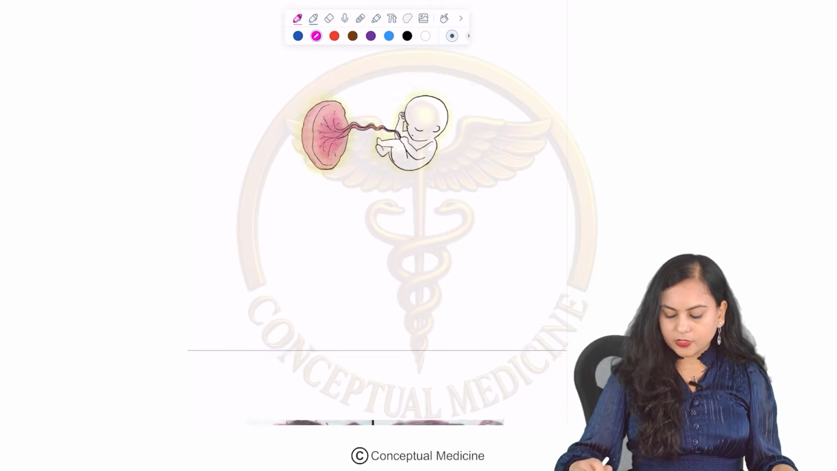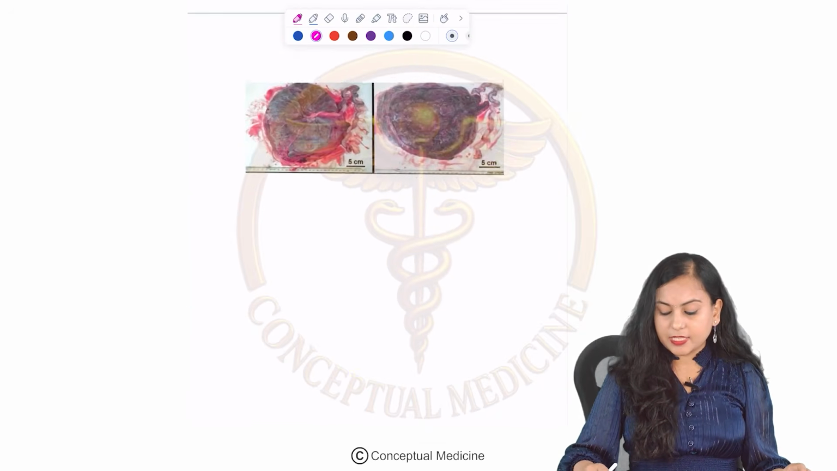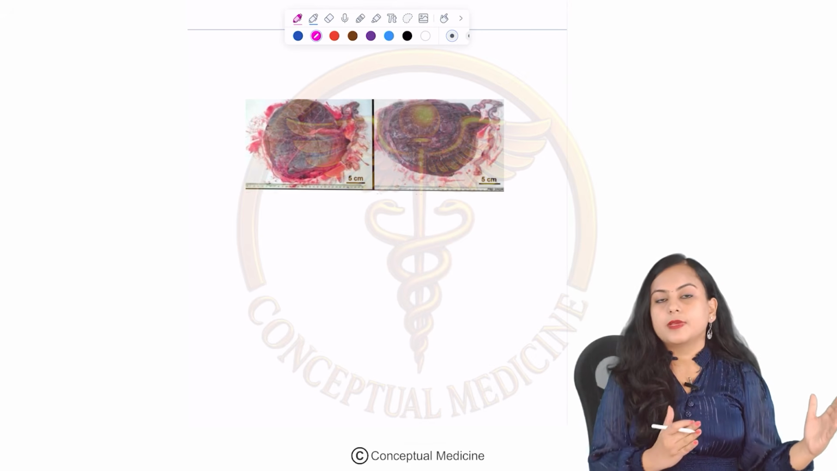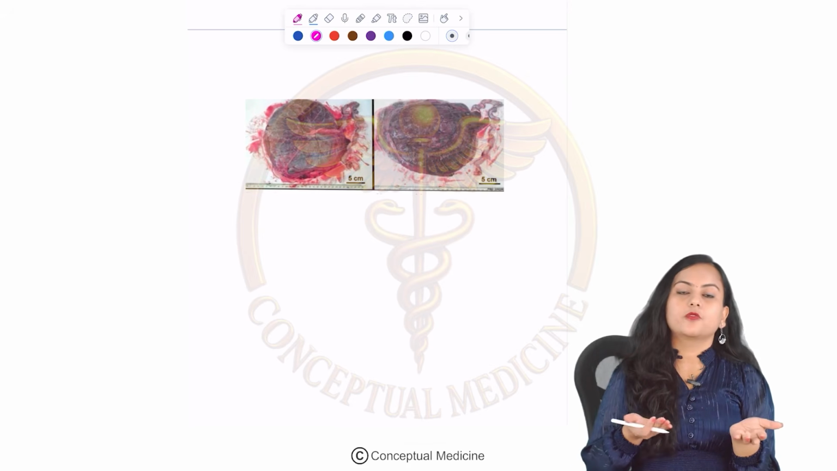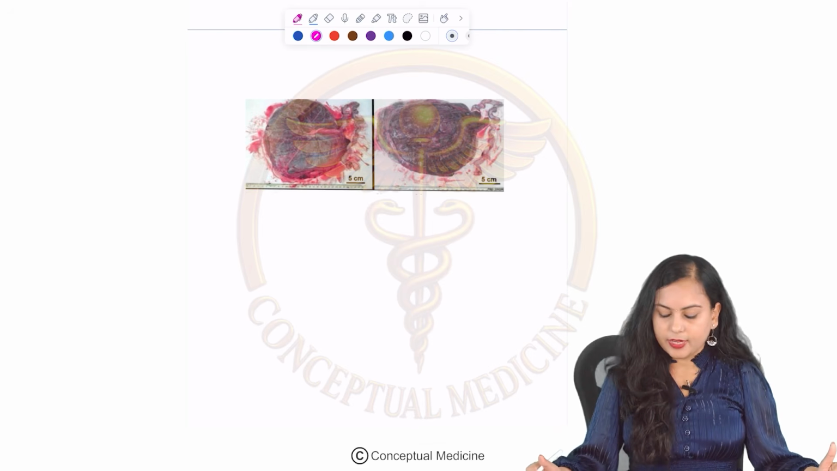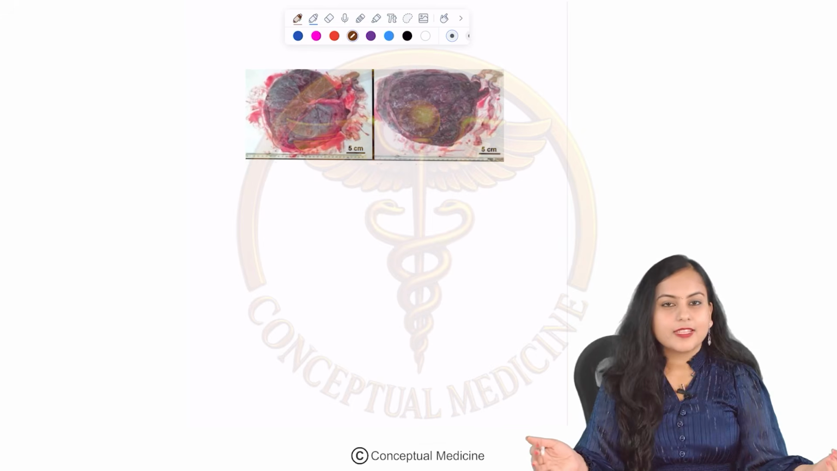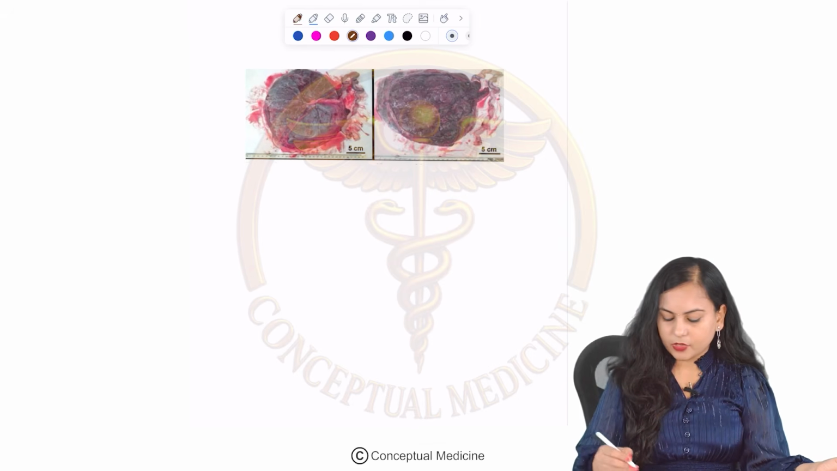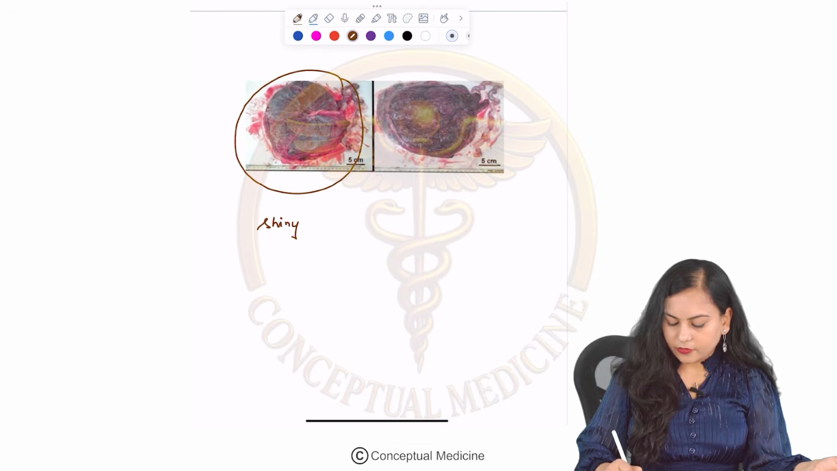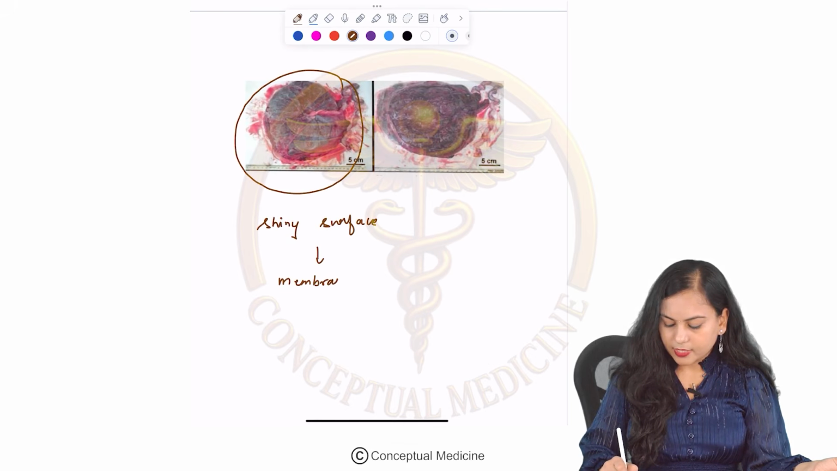Now, let us pass on to the placenta. In placenta you have a lot to discuss. I will be starting from the development of placenta and taking you through all the possible anomalies and disorders that are associated with placenta. Now let us identify the sites of placenta. If you see this placenta, it has a shiny surface, that means it is covered by membranes and you have the umbilical cord attached.